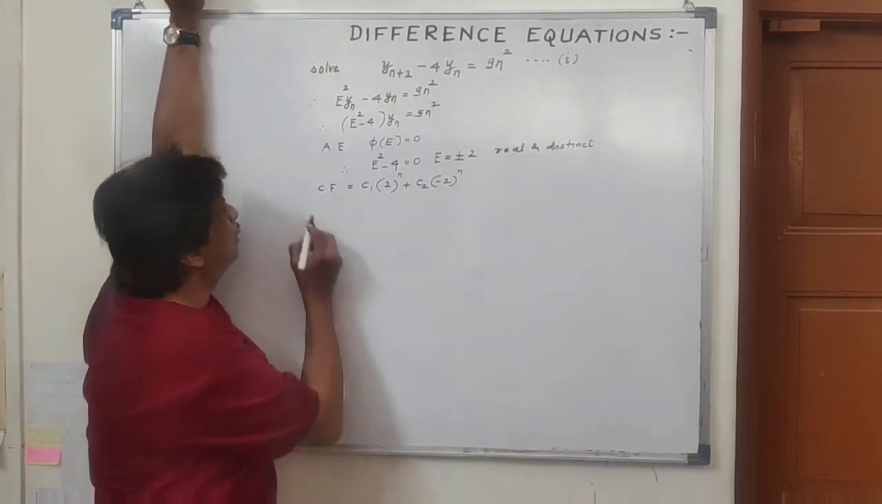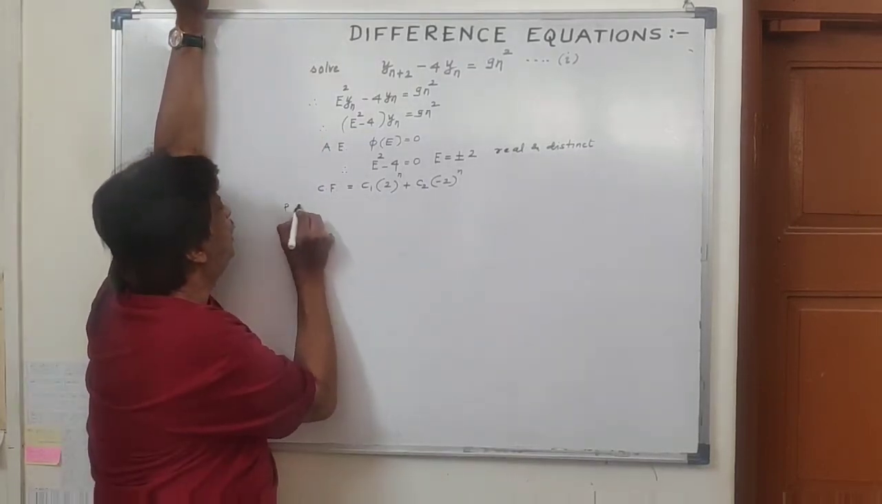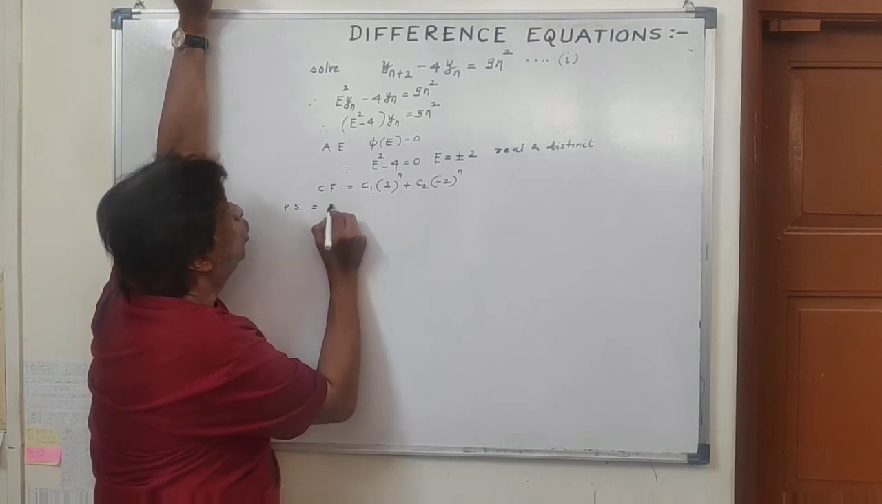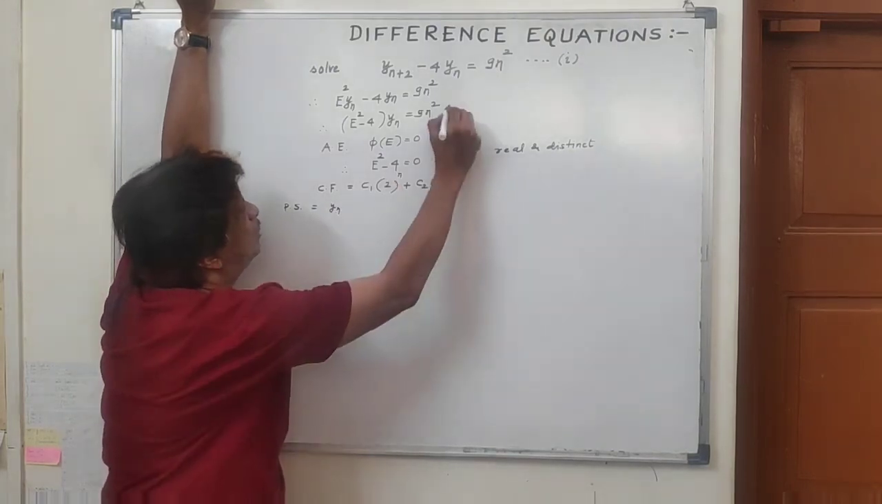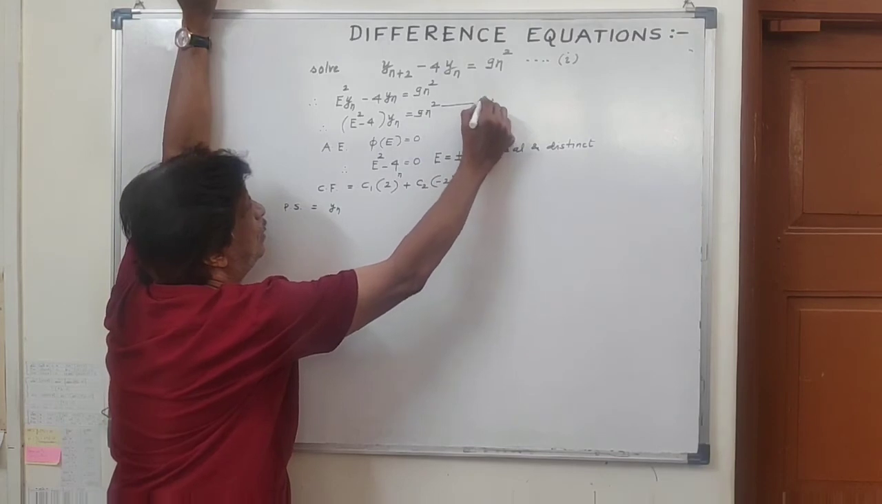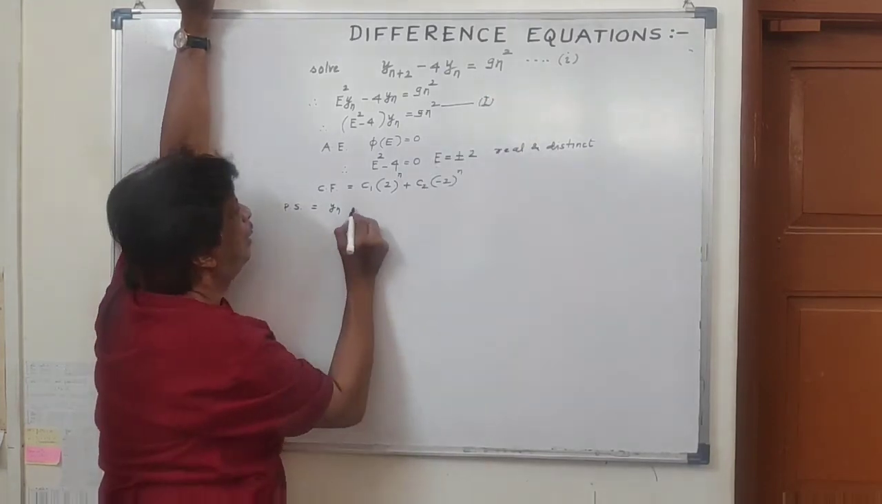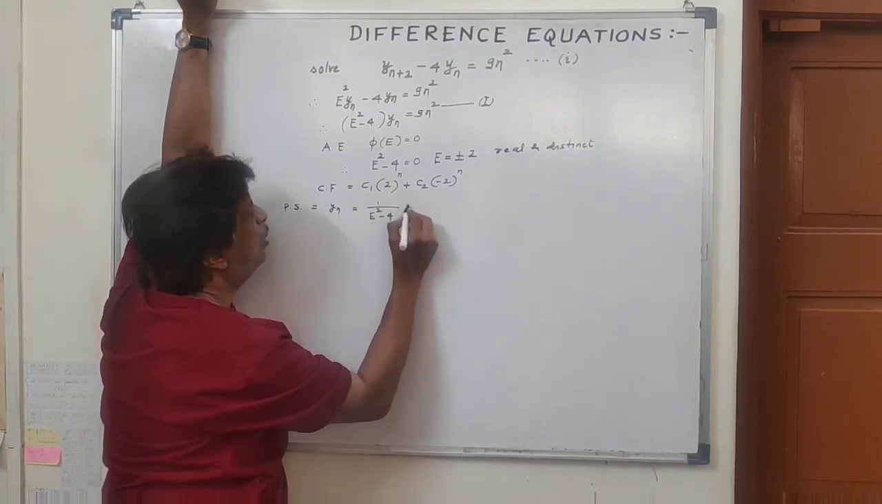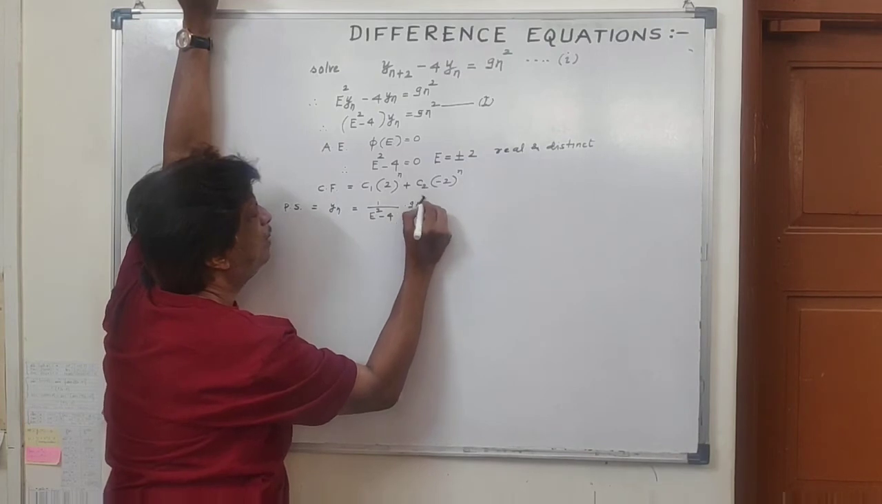What is the particular solution? The particular solution is equal to y n, from this equation, say Roman one, is equal to 1 upon E square minus 4 into 9n square.